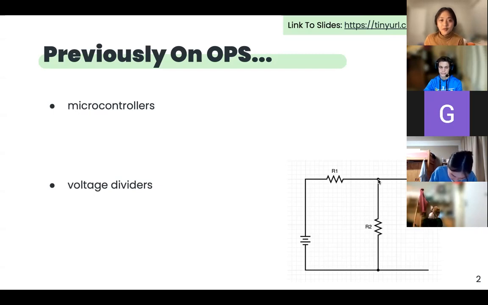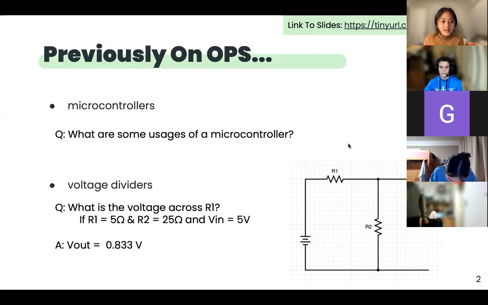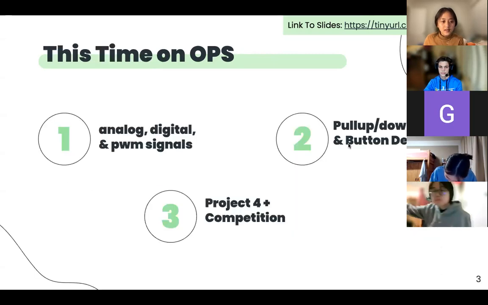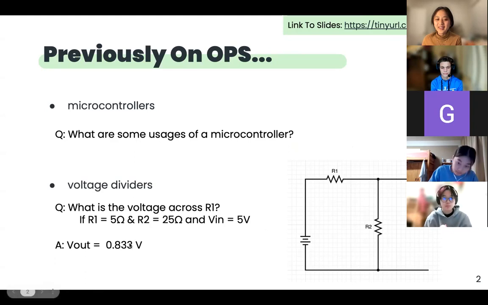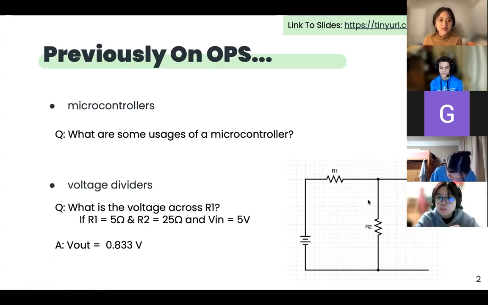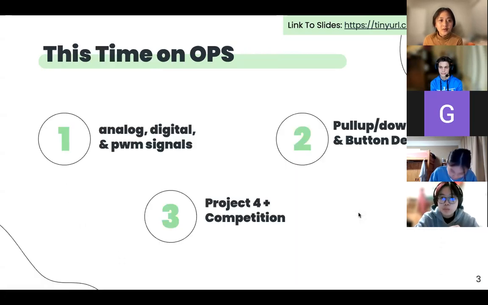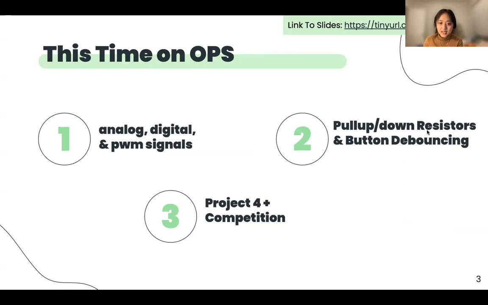Awesome. So if you guys have any questions, feel free to raise your hand. Otherwise, I guess there was a question, but you can go ahead and do this question on your own and the answer is right there for you, but it's just a really simple application of the voltage divider equation. And we can go ahead and move on. Again, this time on ops, we're going to be talking about digital, analog, and PWM signals, also some pull up, pull down, and button debouncing, and then our project 4.